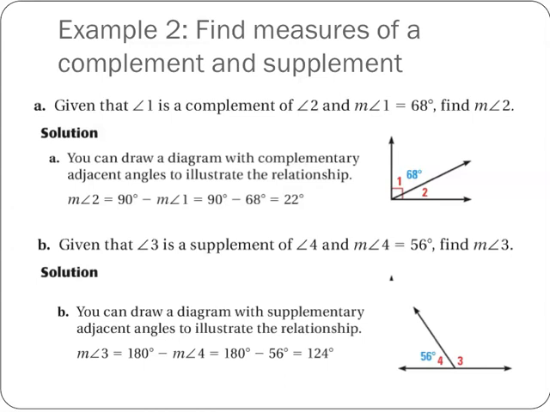But remember that in order for two angles to be supplementary, they must add up to 180 degrees. So all we need to do here is 180 minus 56, which gives us 124 degrees. So angle 3 is going to equal 124 degrees.